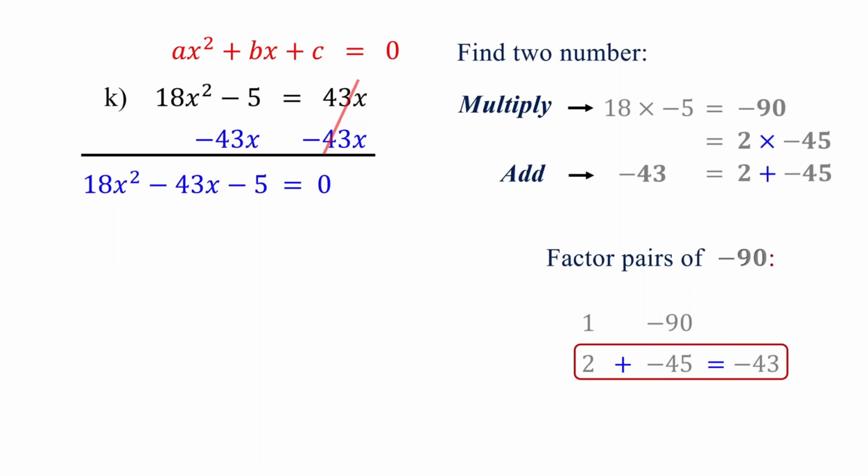Now, as we have already found the two numbers we are looking for, there is no need to list the remaining factor pairs, so we can proceed to the next step, which is to split the middle term using these two numbers. You can rewrite negative 43x as the sum of 2x and negative 45x. The other terms stay the same.